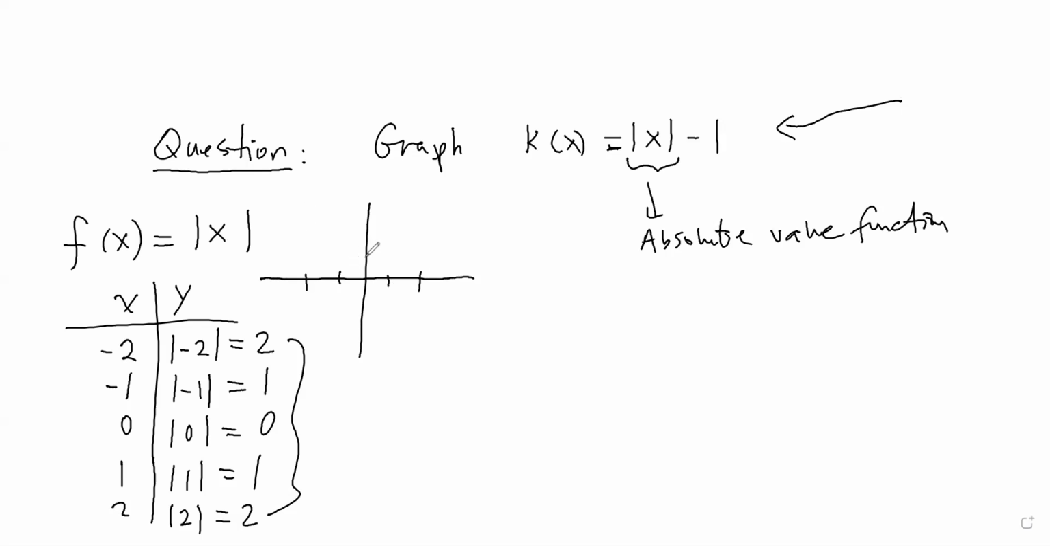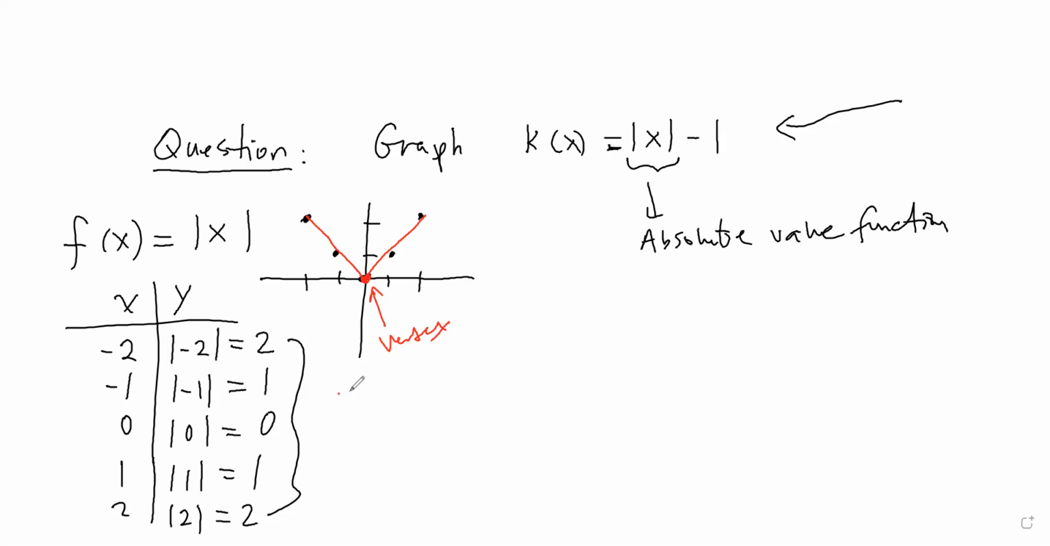So -2 corresponds to 2, -1 corresponds to 1, 0 is 0, 1 is 1, 2 is 2. So you see, you're getting this V shape. All absolute value functions will have this V shape, but if you have a translation, then this main point, which we call the vertex point, will be moved based on the transformation.